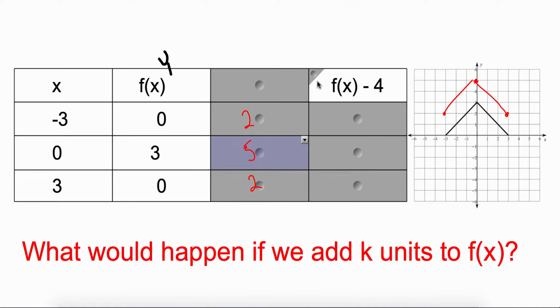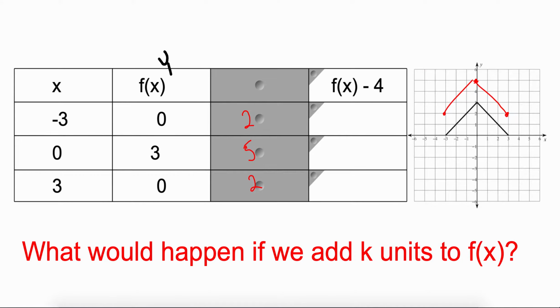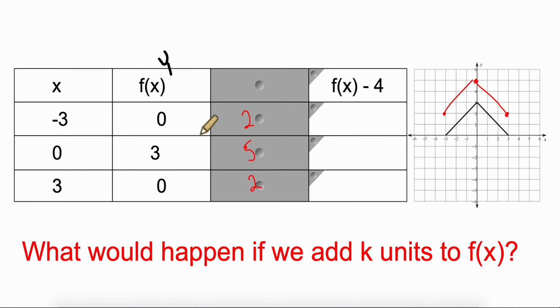All right, let's go over here. Now we are going to subtract 4. Let's see what happens to our function this time when we subtract 4. Here we go. At -3, my value of y was 0, but I'm going to subtract 4 from that. So that's 0 minus 4, so it'll be -4. So I go to -3, my point, -3, -4, 1, 2, 3, 4, and we have it.